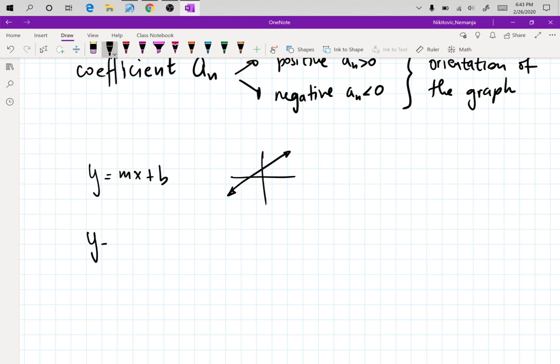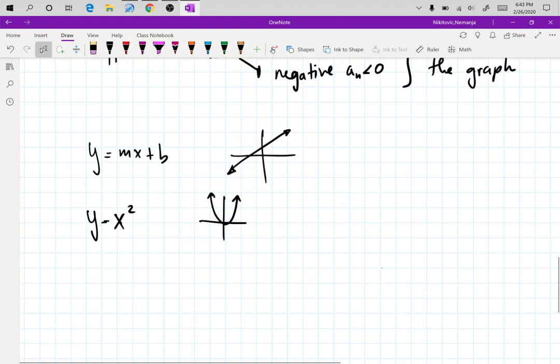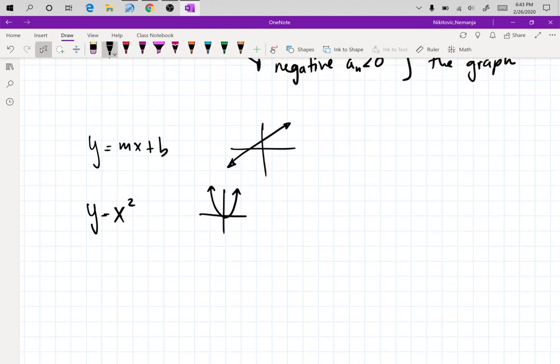But how about y equal x squared? What do we know? What do we see about this graph? Both sides go up forever. Thank you. Now, let's go here, x cubed graph, which is the squiggly line going through the origin. What do we notice about this graph? One side goes up and one side goes down forever. Perfect. One side up, one side down.